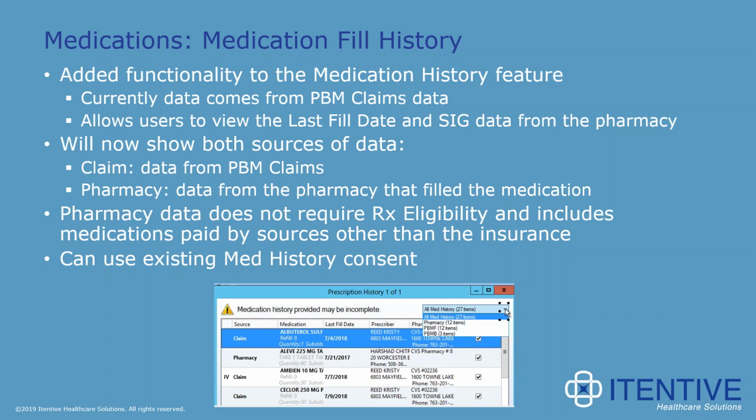So you're looking at the PBM claim and data from the pharmacy that filled the medication. And that pharmacy data does not require Rx eligibility, and it does include medications paid by sources other than the insurance. And that data is visible in the existing medication history window.